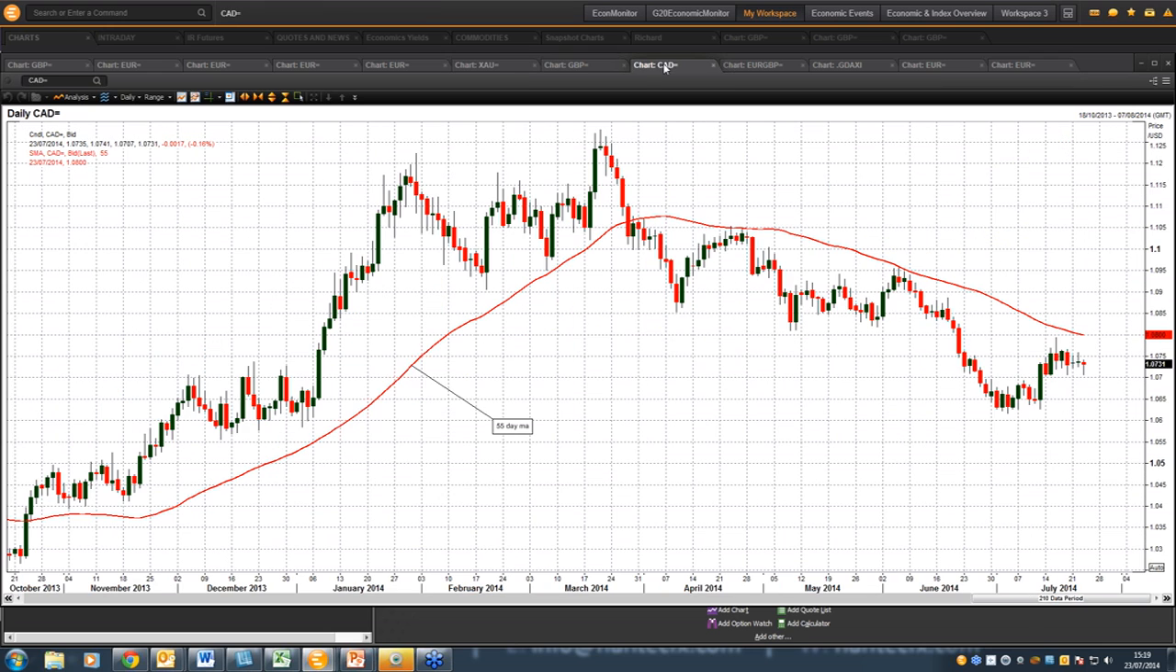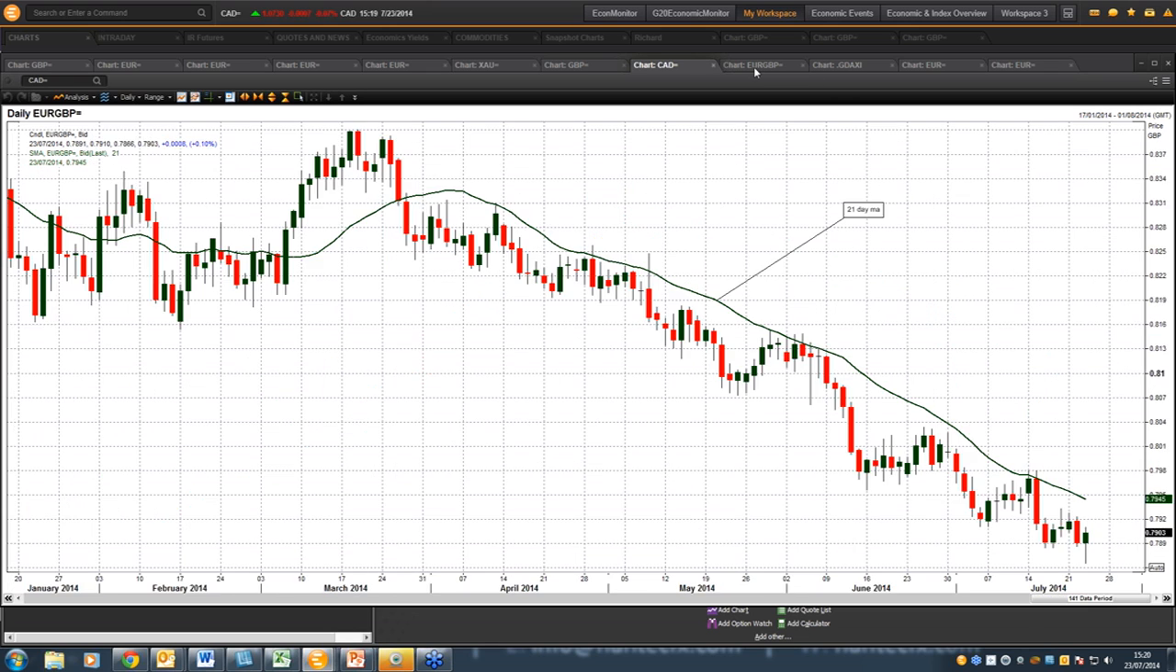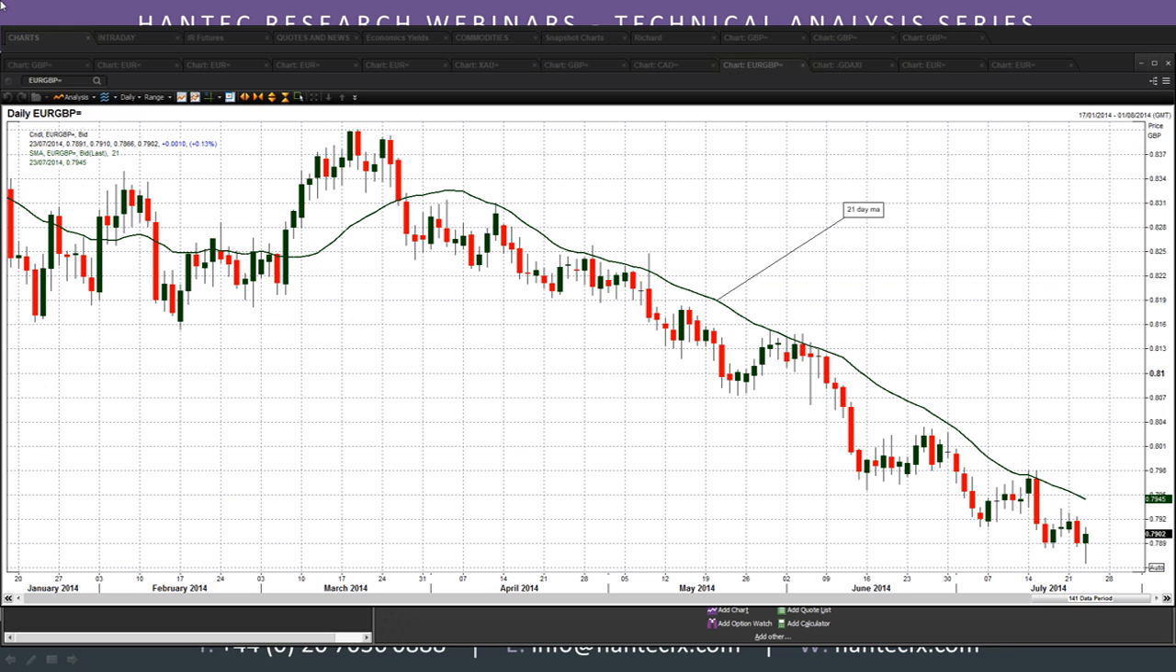Okay, so dollar CAD, the 55-day moving average on dollar CAD was the basis of support. That's turned lower and is now the basis of resistance. So that's the 55-day moving average on CAD. And finally, on the Euro Sterling chart, the 21-day moving average is an excellent basis of resistance, and has been for the past 4 months. And once again, to be honest, it's done it on several occasions throughout that 4 months.